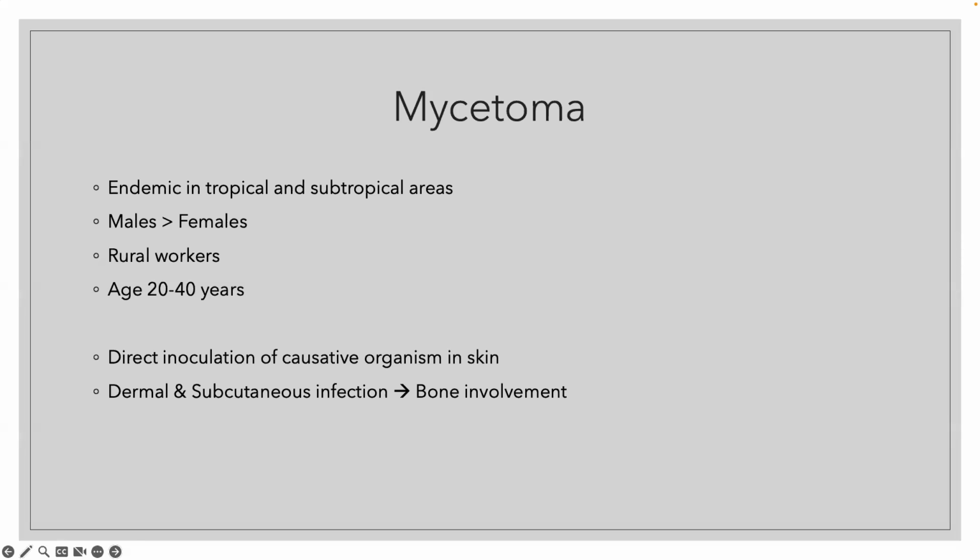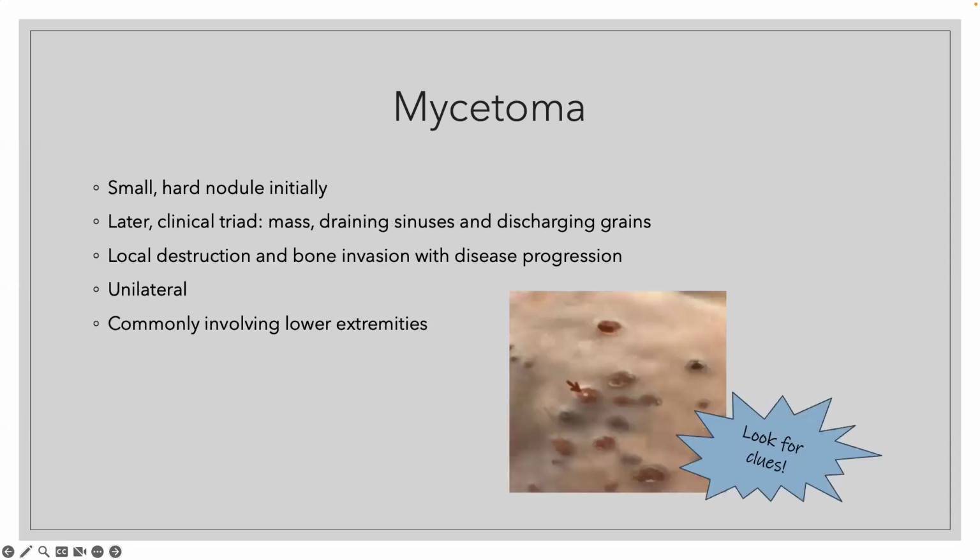The causative organisms are acquired from the soil via direct inoculation into the skin, leading to a dermal and subcutaneous fungal infection. Obviously, deeper invasion to muscle or bone can subsequently occur, and this process may occur rapidly, such as in the case of actinomycetomas, or over many years, such as seen in eumycetomas. Lack of protective footwear, malnutrition, and exposed cuts and abrasions are risk factors for acquiring the disease.